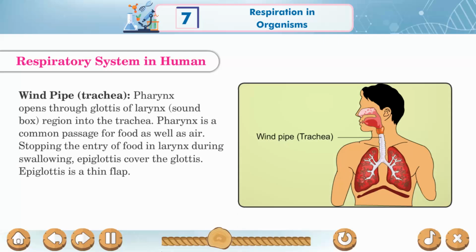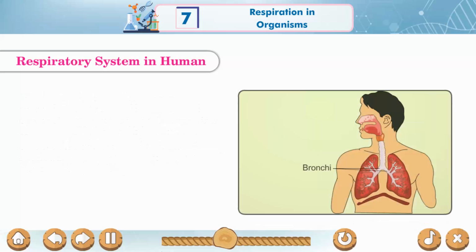Pharynx opens through glottis of larynx, that is the sound box, region into the trachea. Pharynx is a common passage for food as well as air. To stop the entry of food into larynx during swallowing, epiglottis covers the glottis. Epiglottis is a thin flap.